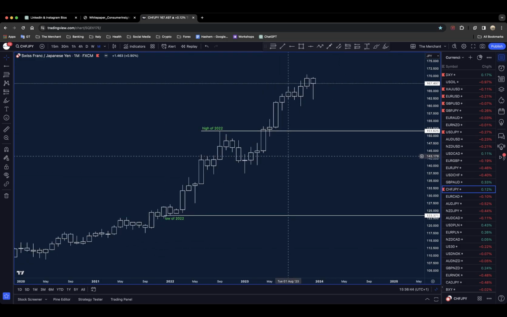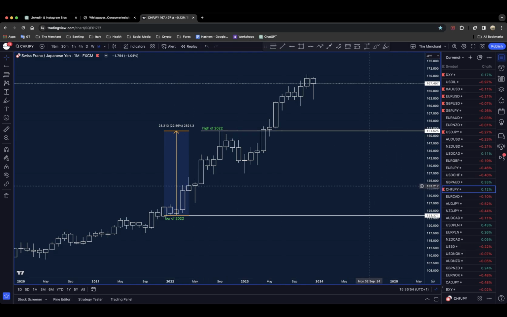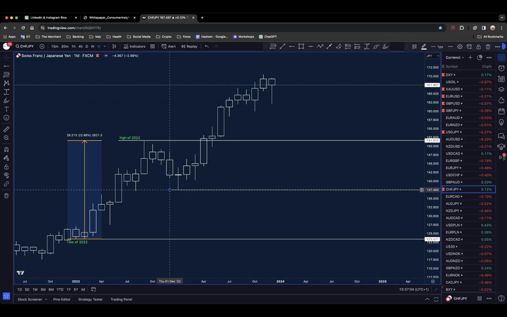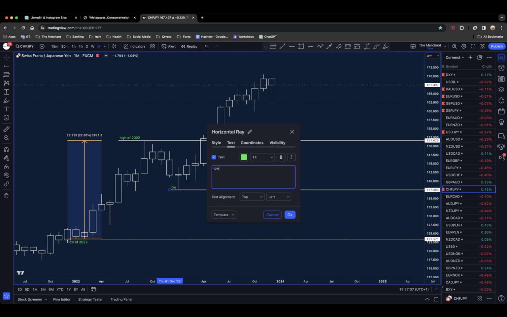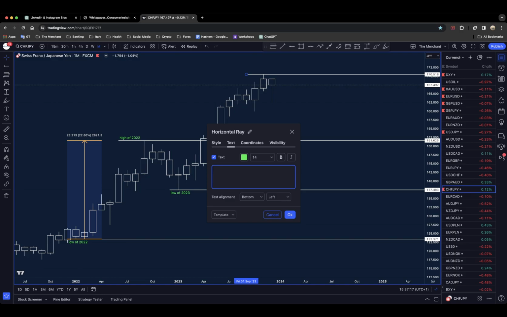Okay, let's measure the movement. From here to here, we talk about 22.8%, and we talk about 2,800 pips. And now let's check. Okay, here January 2023. So this is the low of 2023. And here obviously we have the high of 2023.